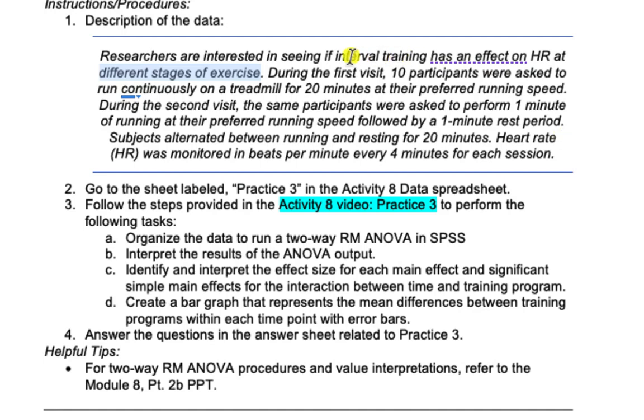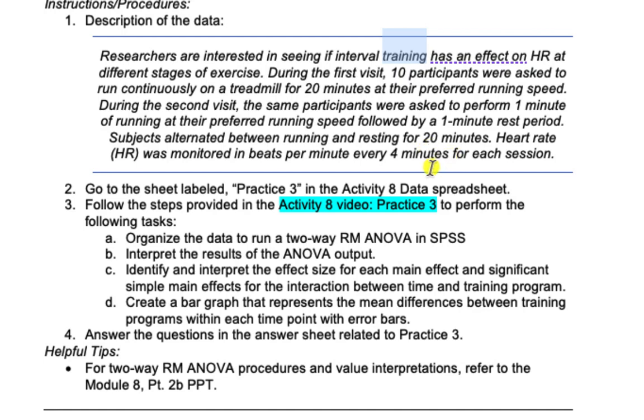So this tells us our interval training. We either had continuous running during session 1, or we had our interval running where they were running 1 minute on, 1 minute rest during the second session. So the type of training program, or type of training, it doesn't matter how you word it, has two levels: continuous running and interval running, or continuous training and interval training.